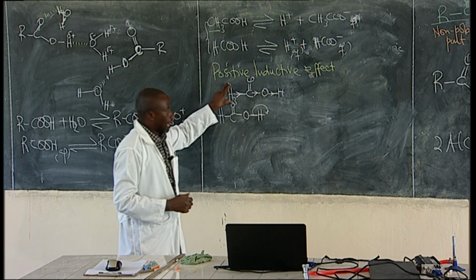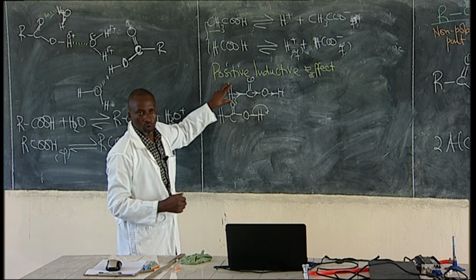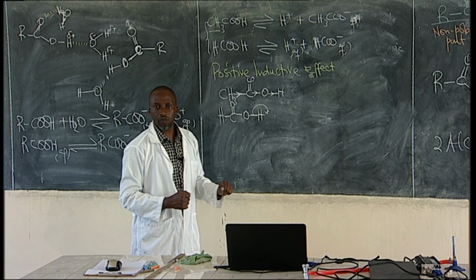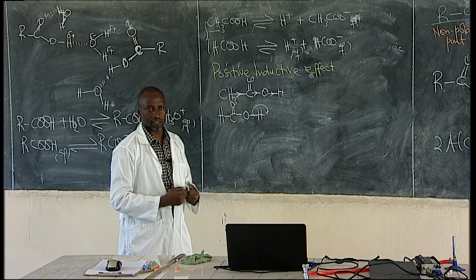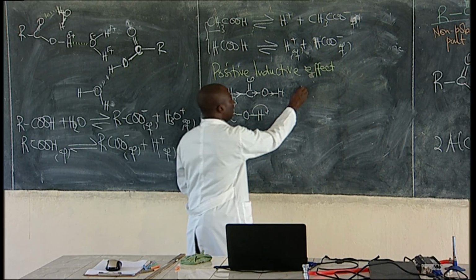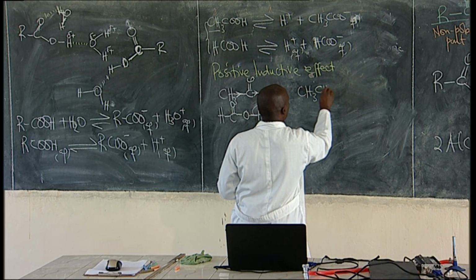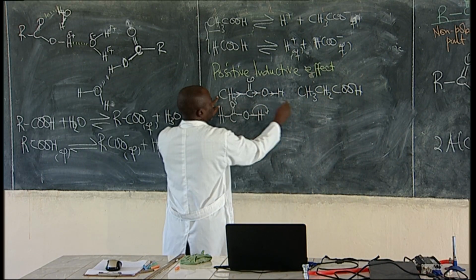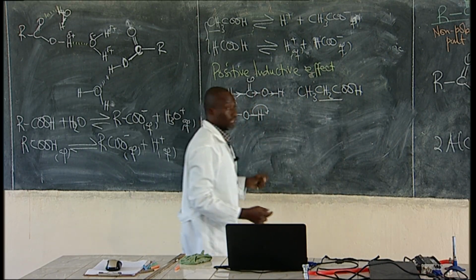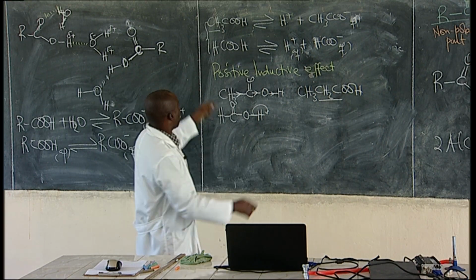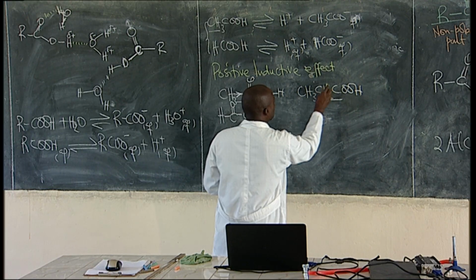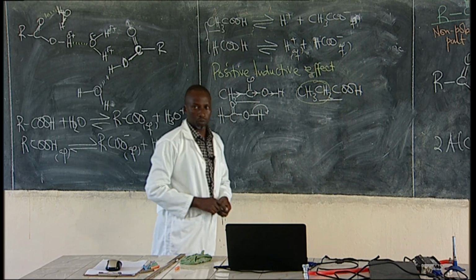And the bigger the alkyl group, the stronger the inductive effect and the weaker the acid. Meaning that if we have CH3CH2COOH, this is propanoic acid. It is a weaker acid compared to ethanoic acid because of this bigger alkyl group.